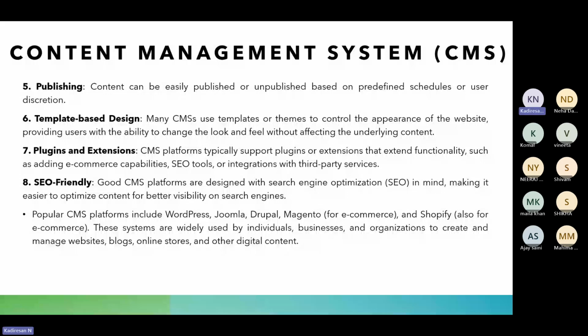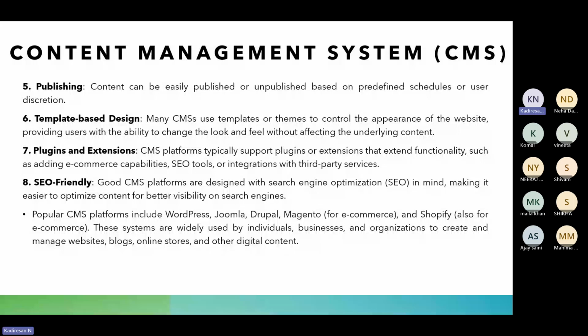So these are the things we should consider when designing a content management system. And popular content management system platforms include WordPress, Joomla, Drupal, Shopify. Some of the content management systems I have given here. These systems are widely used by individuals, businesses, and organizations to create and manage websites, blogs, online stores, and other digital content. So using these content management system platforms, we can create more blogs, more online stores, websites, and also other digital content.